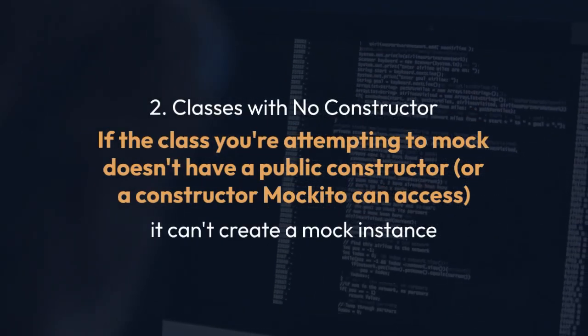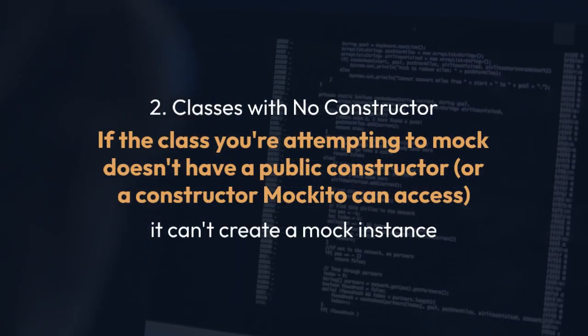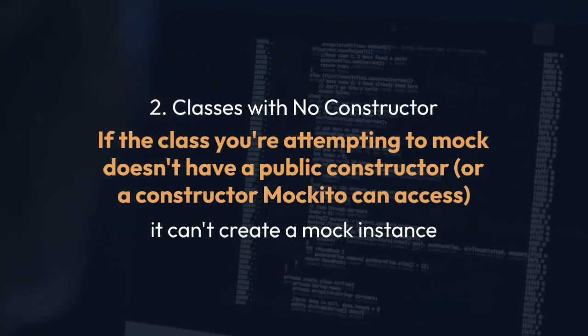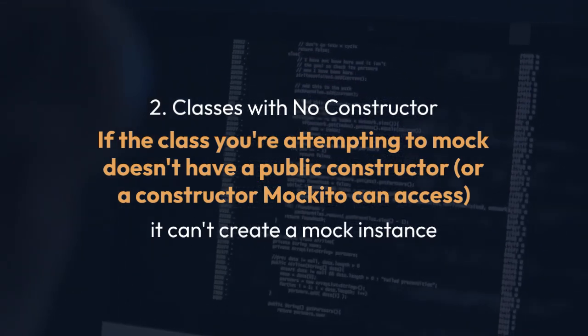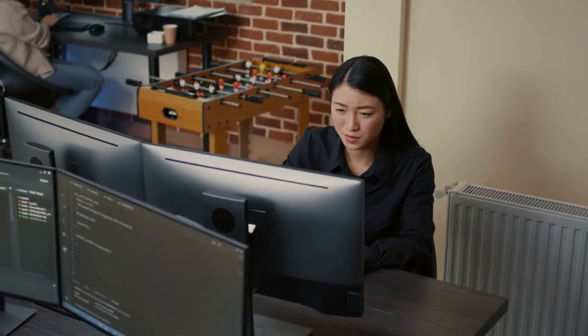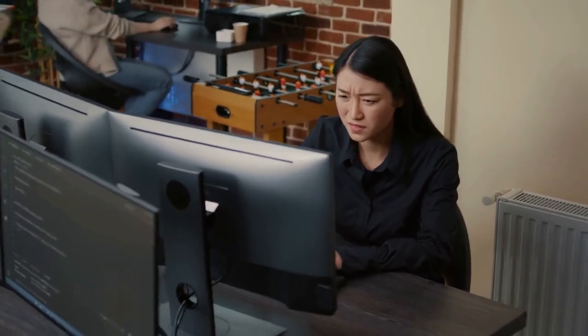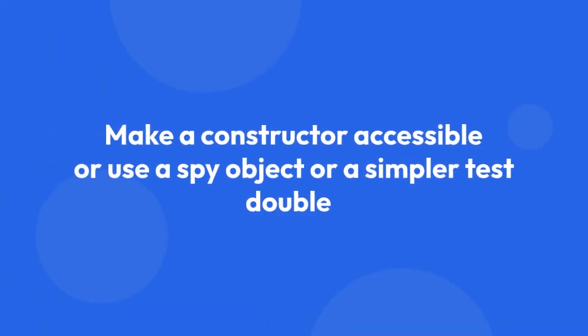2. Classes with no constructor. If the class you're attempting to mock doesn't have a public constructor, or a constructor Mockito can access, it can't create a mock instance. Check for private constructors or missing default constructors. The solution here usually involves either making a constructor accessible or adopting an alternative testing strategy, such as using a spy object or a simpler test double.